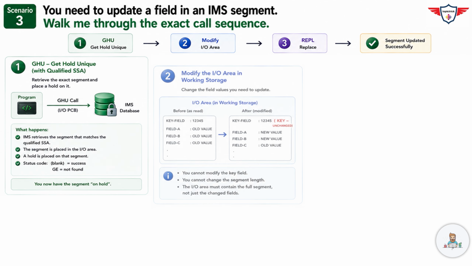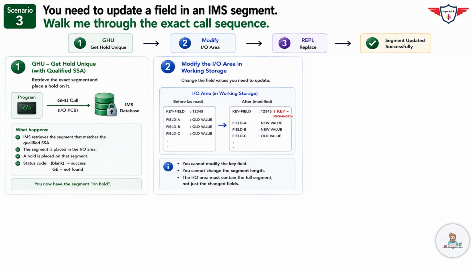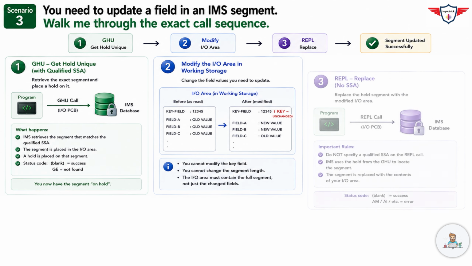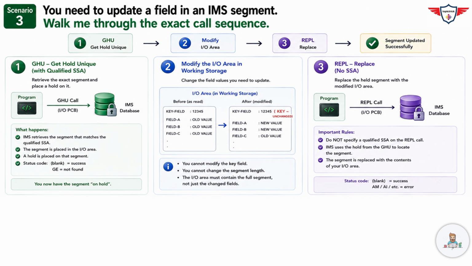Now the second step is, in your program working storage, you need to modify the input output area. That means you need to change the value of the field that you want to update. And remember, you cannot modify the key field, you cannot change the segment length, and the input output area must contain the full segment, not just the replaced or changed field.